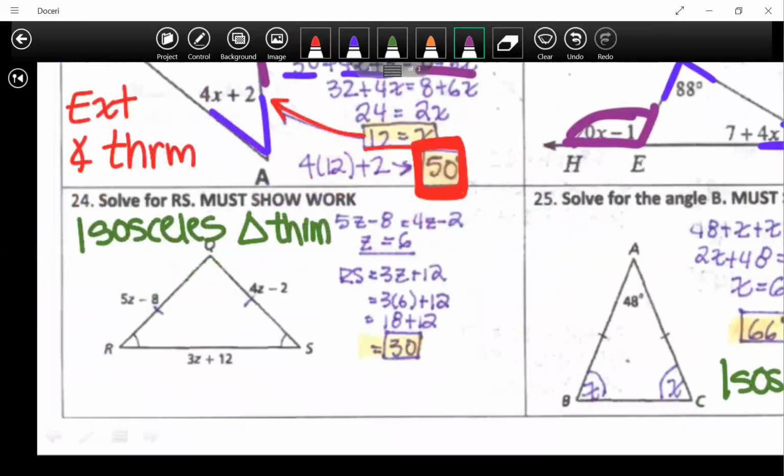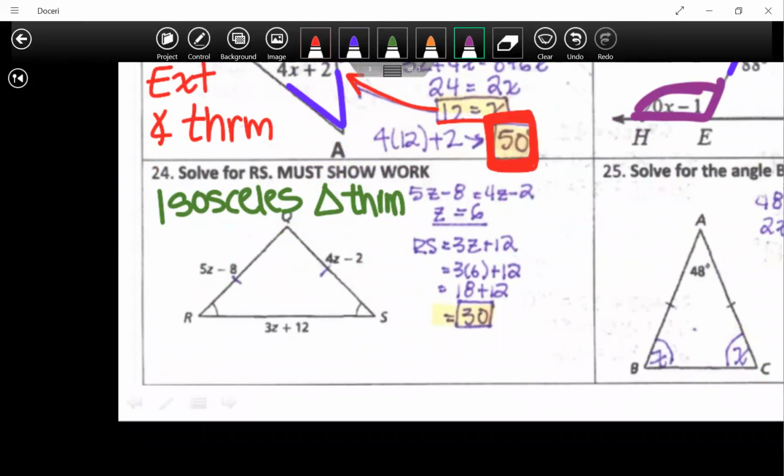Okay. Finishing this up, the bottoms actually care for this time, okay? Just because you're given a triangle, don't assume that you're going to equal any of the sides. The problem that we're getting down here asks us to solve for RS, so we have to be able to find the length.